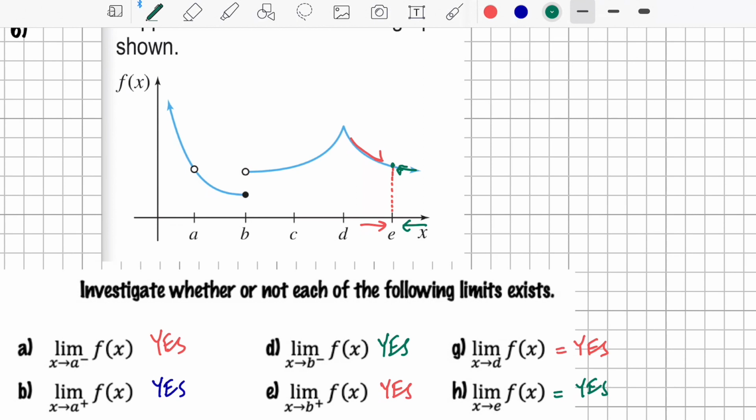So it doesn't have to have an open circle or a closed circle. That is a closed circle. So it doesn't matter. Here, even if there's a, we call this a cusp, still they're approaching the same y value from both sides, so the limit does exist.